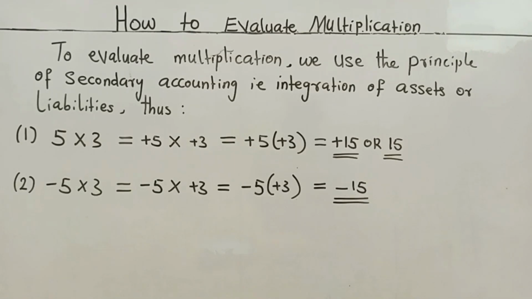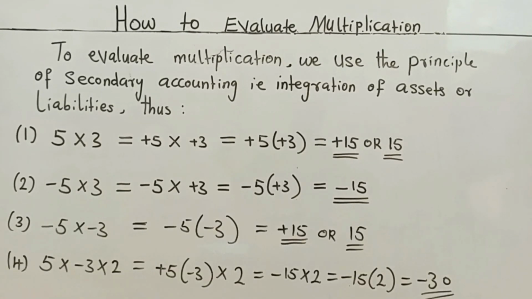Let's see more examples. Perhaps by now, that process has become clear. Even before now, it became clear, I believe. Let's see more examples, please. We now have example 3. We have minus 5 times minus 3. And this is the same as saying minus 5 bracket minus 3. And when interpreted, it is negative of owing 3 into 5 times.